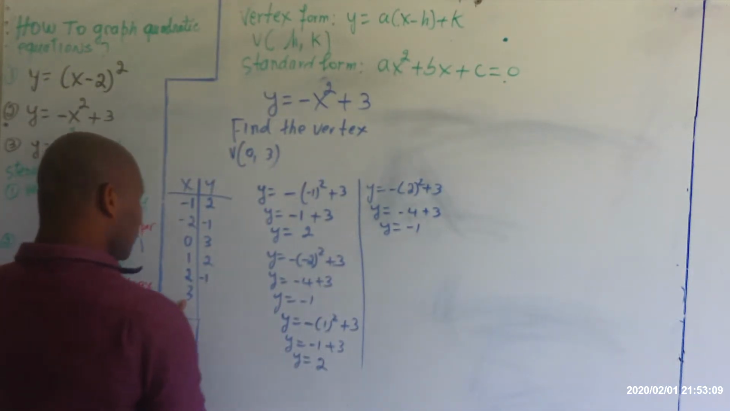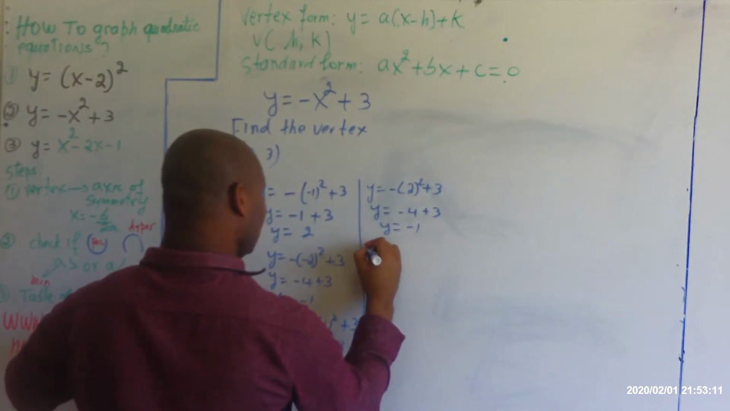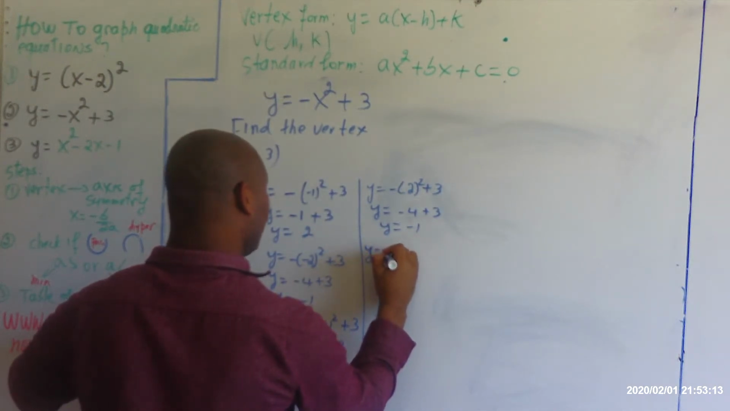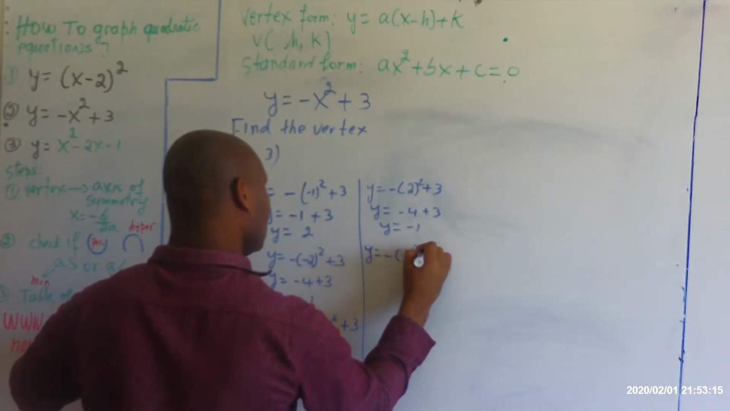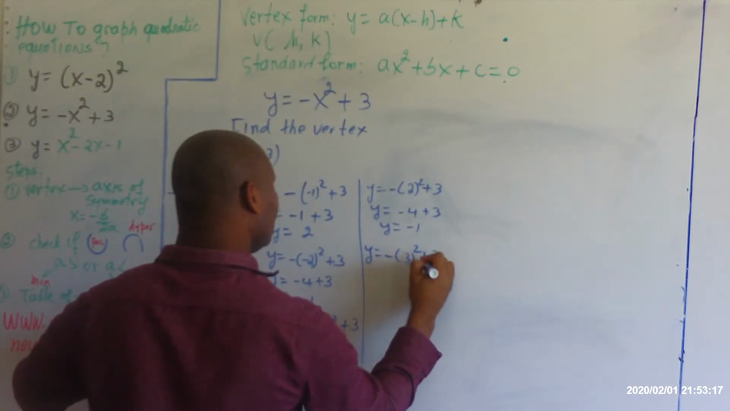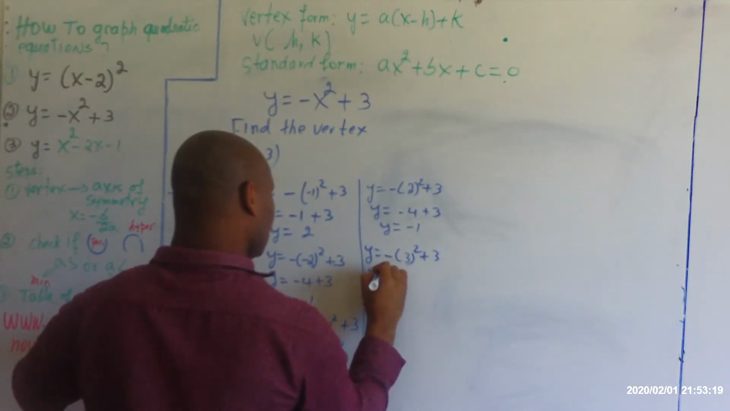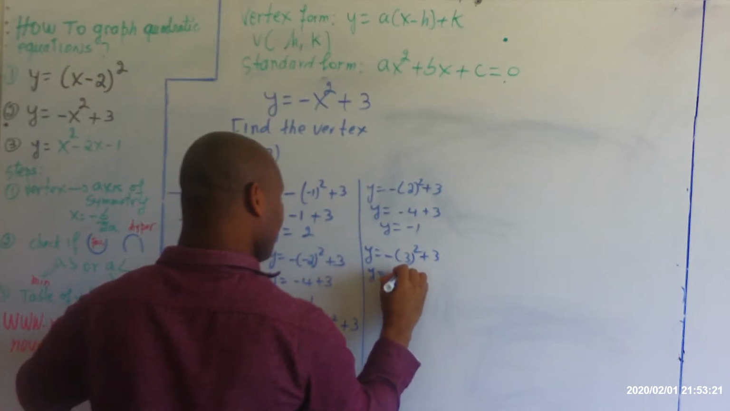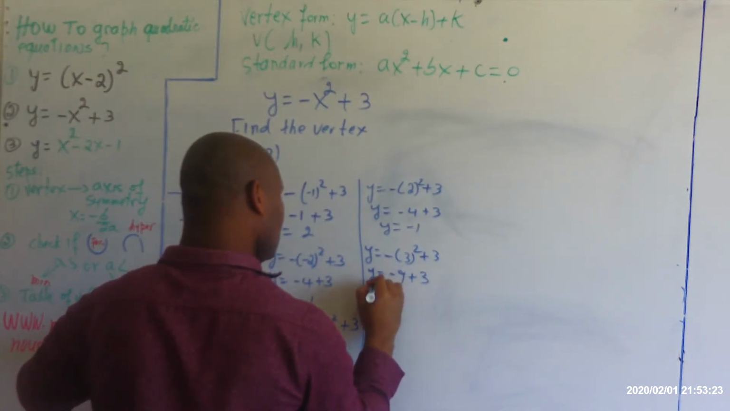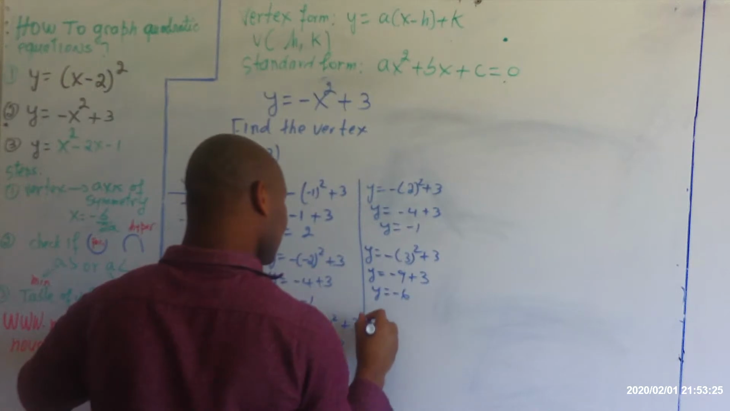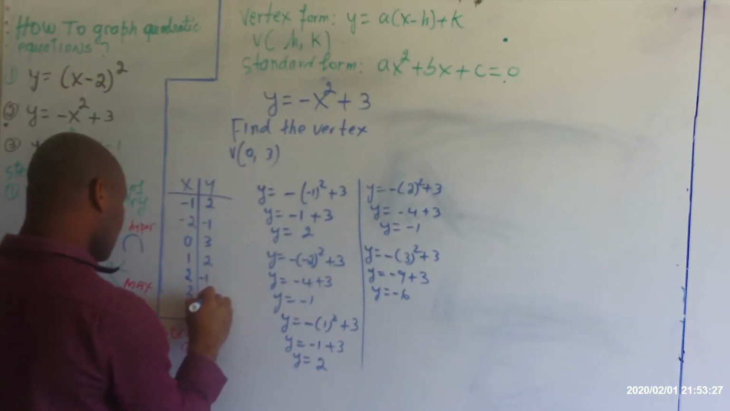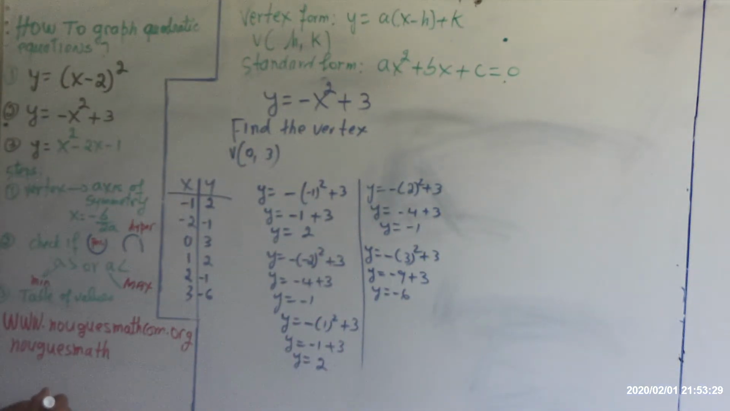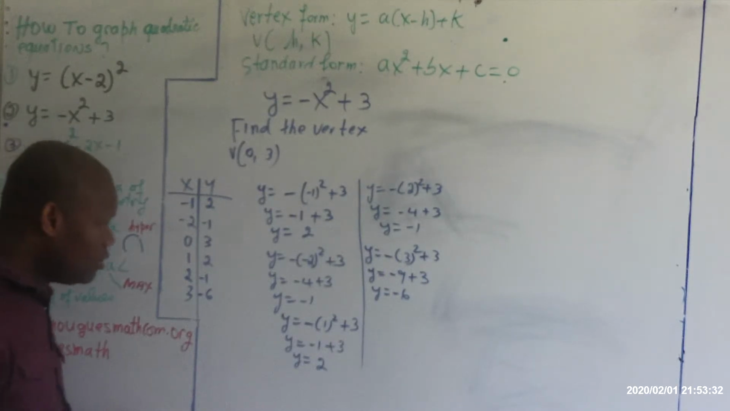So 3, let's plot 3. And I told you, the more points you have, the better graph you're going to have. So that's going to be -9 plus 3, -6. Alright, I finished having all points.